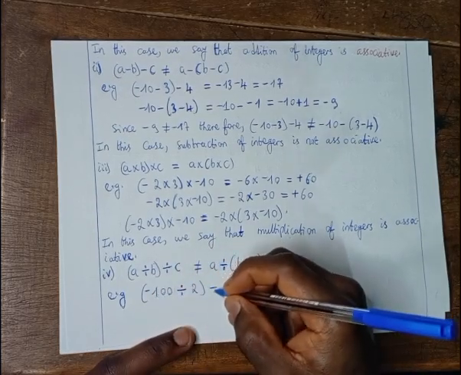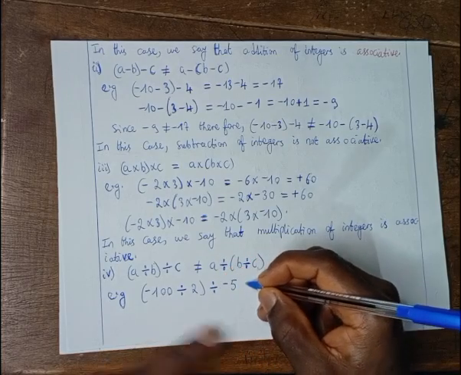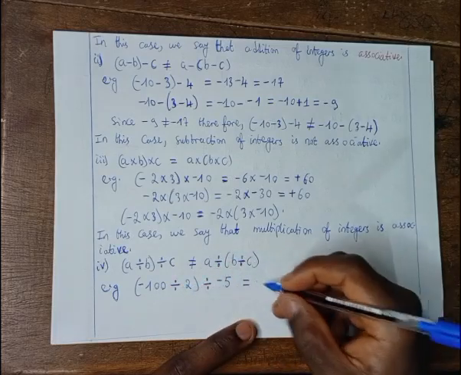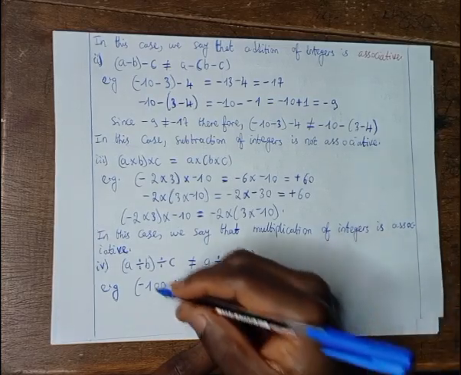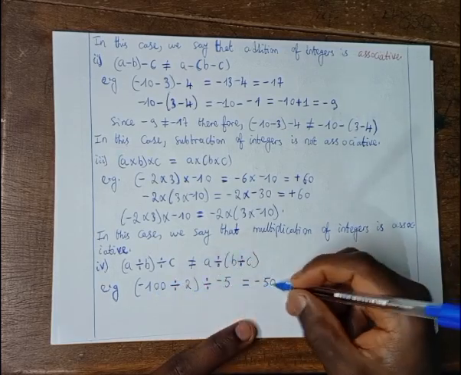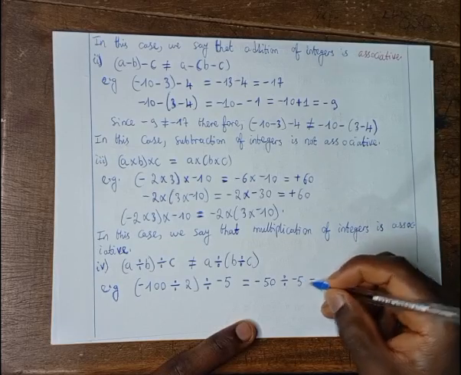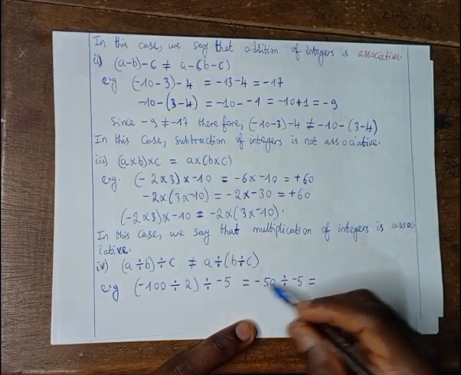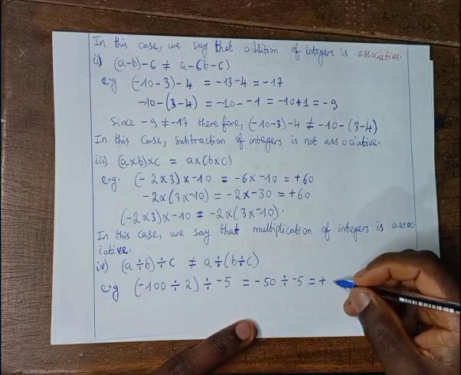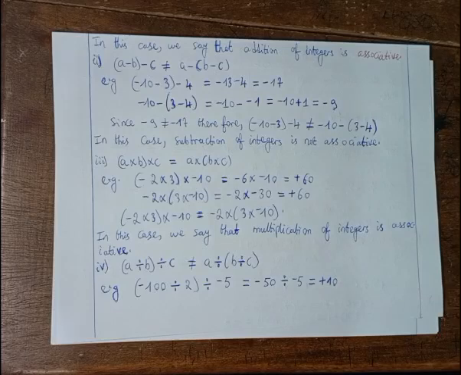Then we divide the result by negative 5. This will simply be equal to, if you divide negative 100 by positive 2, the result will be negative. We know 100 divided by 2 gives us 50. So this will give us negative 50. Then we divide the result by negative 5. This will simply be equal to, we are dividing two negative numbers, so the result will be positive. 50 divided by 5 gives us 10. The result is positive 10.